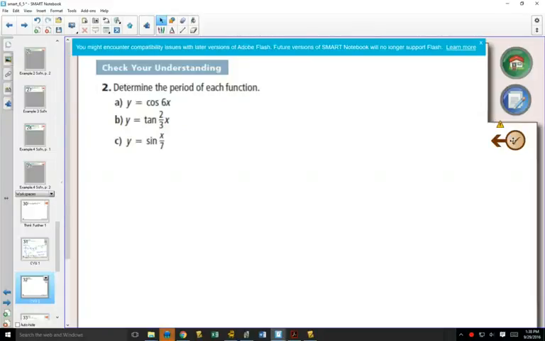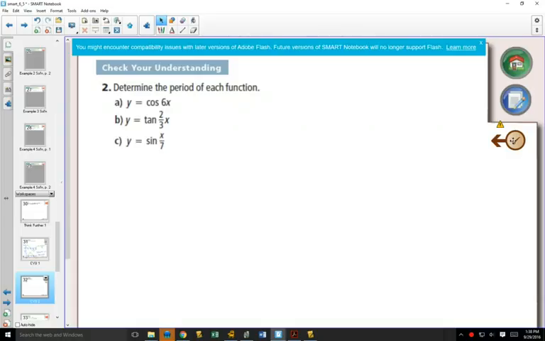So now we're going to look at what happens to the period if we do horizontal stretches and compressions. So for our first one, we have cos of 6x. Can you see that that 6 is inside the function where the x is? So we're going to multiply our x values by 1 over 6.